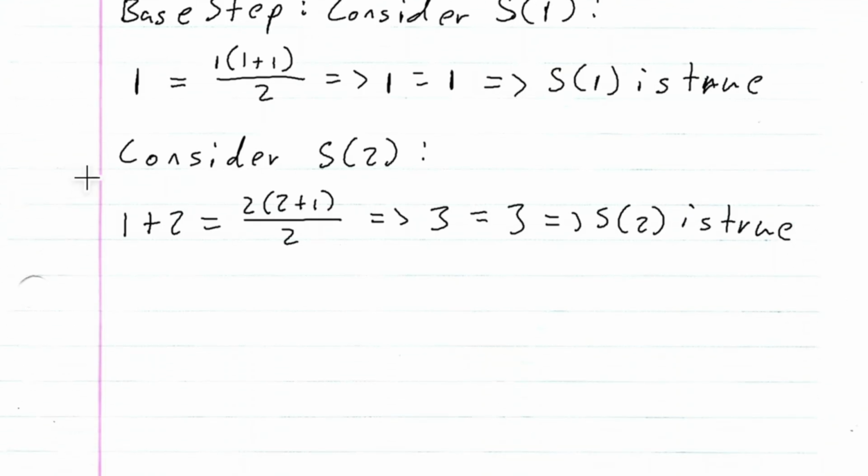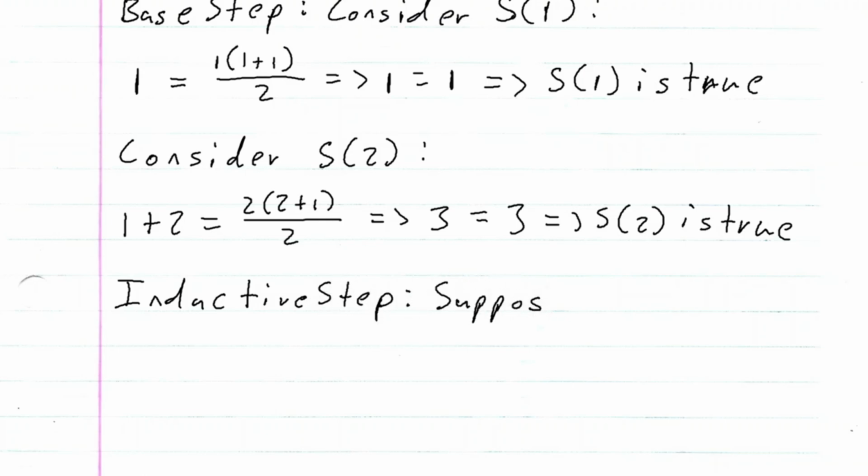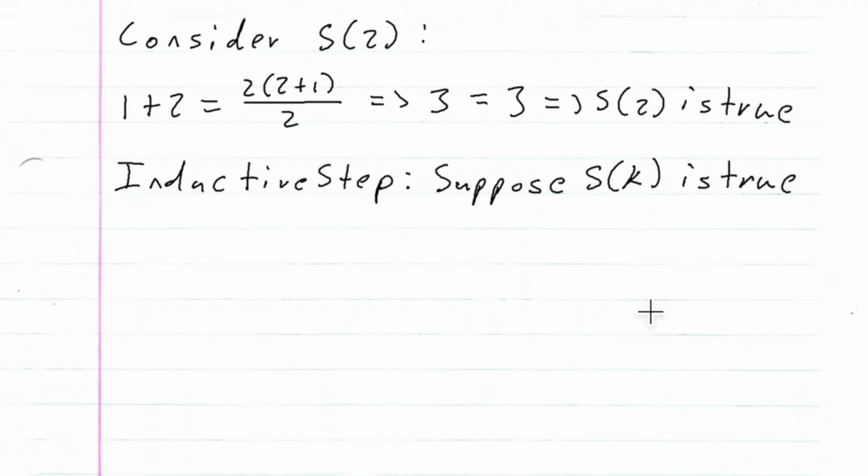Now, the way we do PMI is after we convince ourselves in the base step that it looks like it's going to be true for all natural numbers, if we just continue this forever and ever, instead of doing that, we look at the inductive step. And what the inductive step tells us is we're going to suppose the statement up to k is true. Okay, so we're going to suppose that the statement up to k is true. This, of course, is for some k contained in the natural numbers, right?